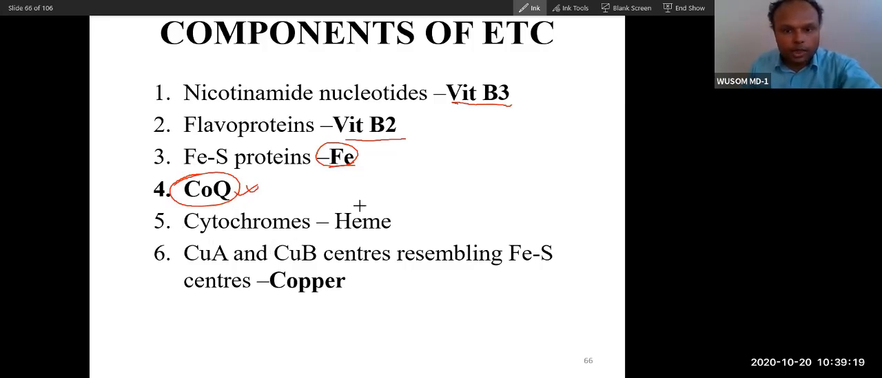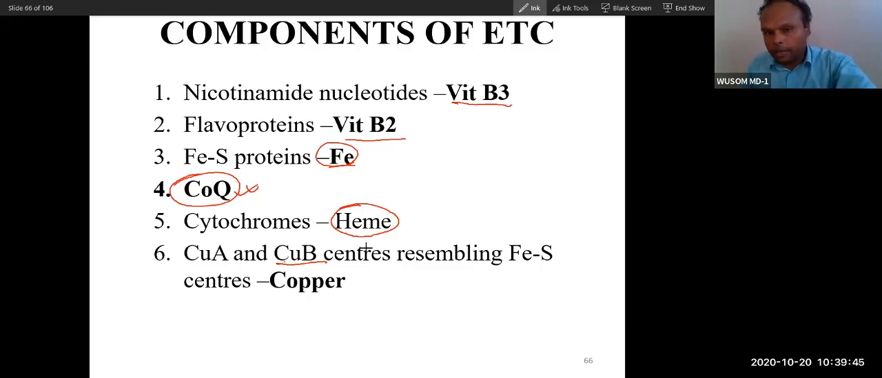Cytochromes contain heme, and heme is also iron. Copper A and copper B resemble iron sulfur type proteins. In place of iron sulfur, complex 4 has copper A and copper B. So you see copper is there, iron is there, vitamin B3 is there, and coenzyme Q was there.